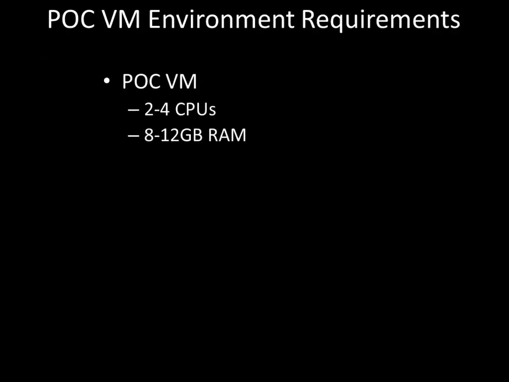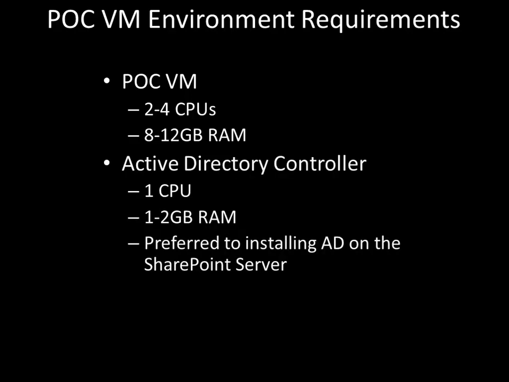The requirements for this environment: the POC VM itself, for which I'd recommend at least 2 and 4 CPUs if you can do it, and for memory 8 gig would be minimum, 12 gig would be probably a working optimal. We'll also have a second VM in the environment that's the Active Directory controller. If you're deploying the VM in an existing Active Directory environment, you wouldn't really need this VM at all. You would just use your existing Active Directory.